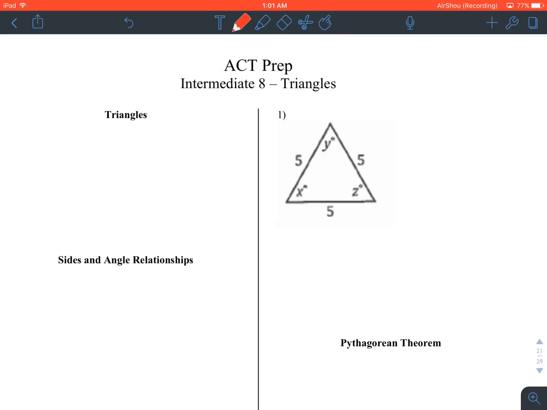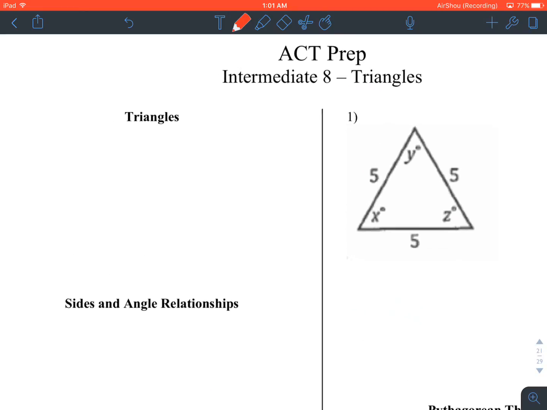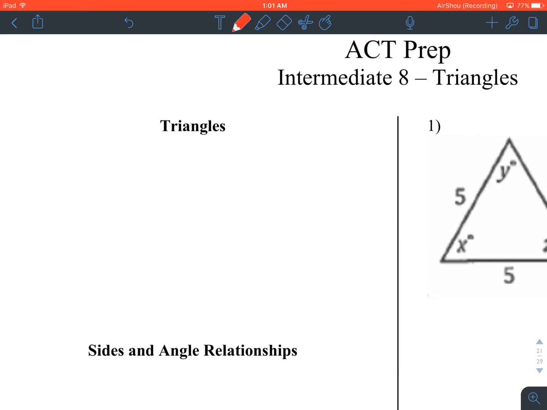All right, we're on intermediate lesson 8, triangles. Tri from the Latin meaning three, angles from the Greek meaning angles. A triangle is a closed figure made up of three segments that meet at their endpoints, and there are three angles.